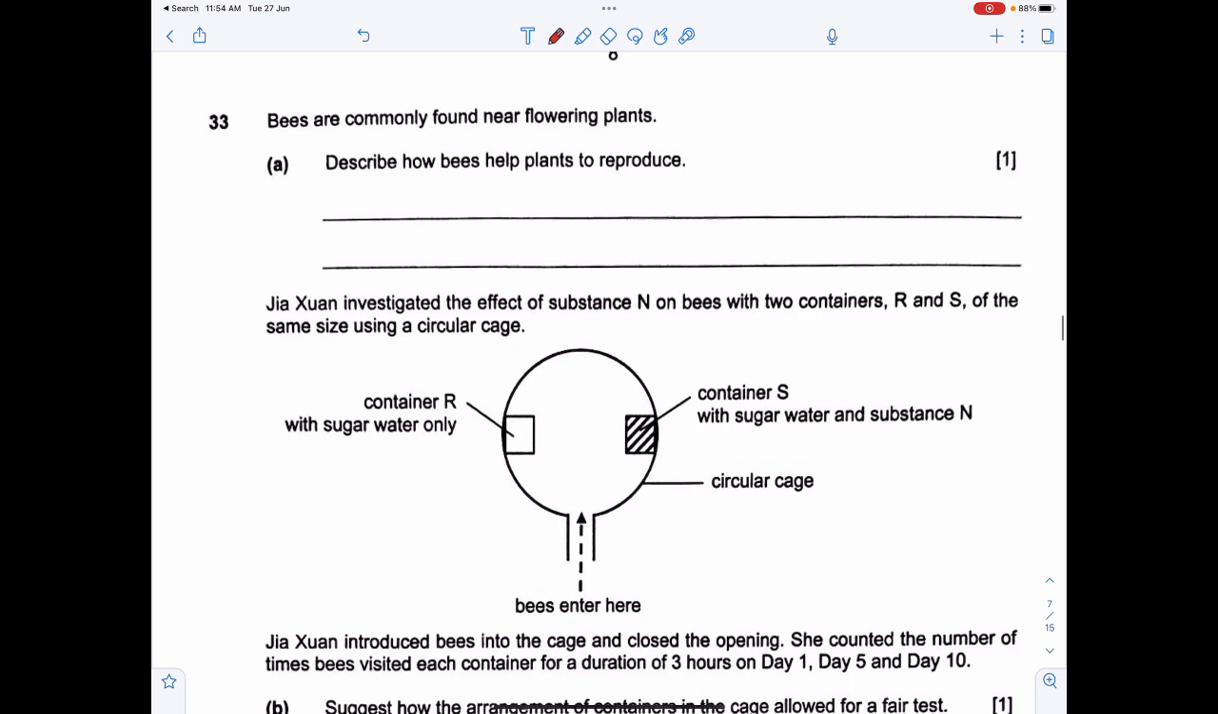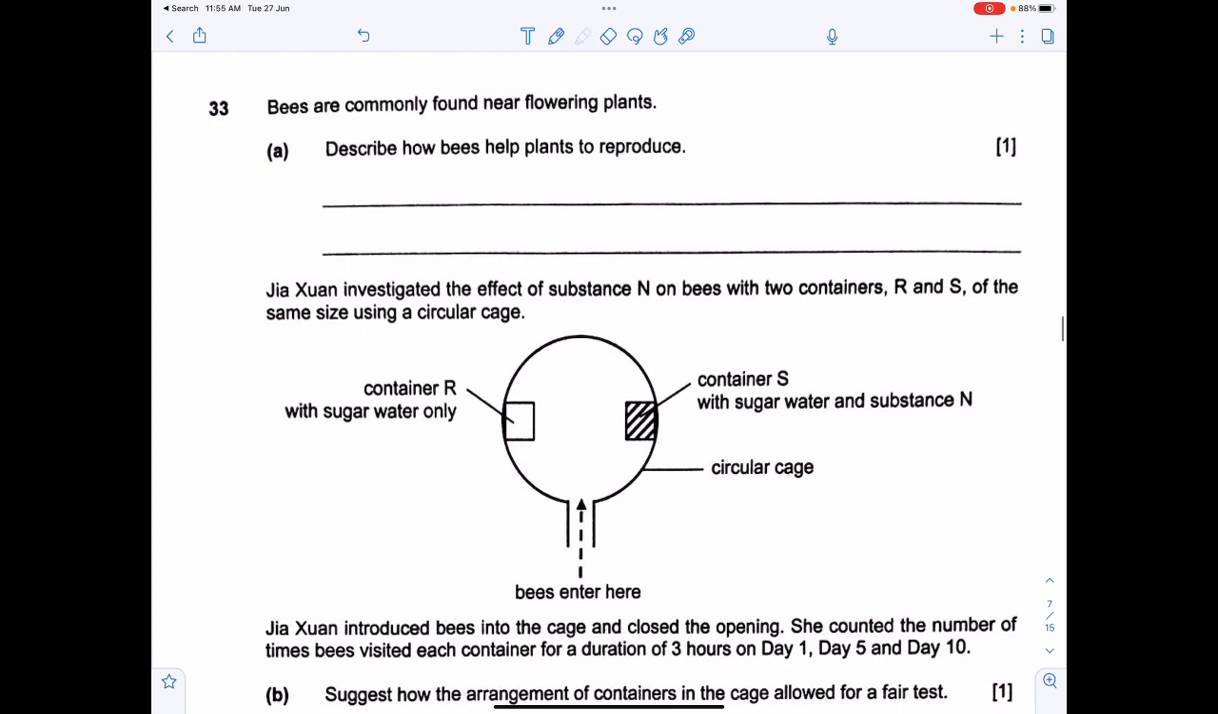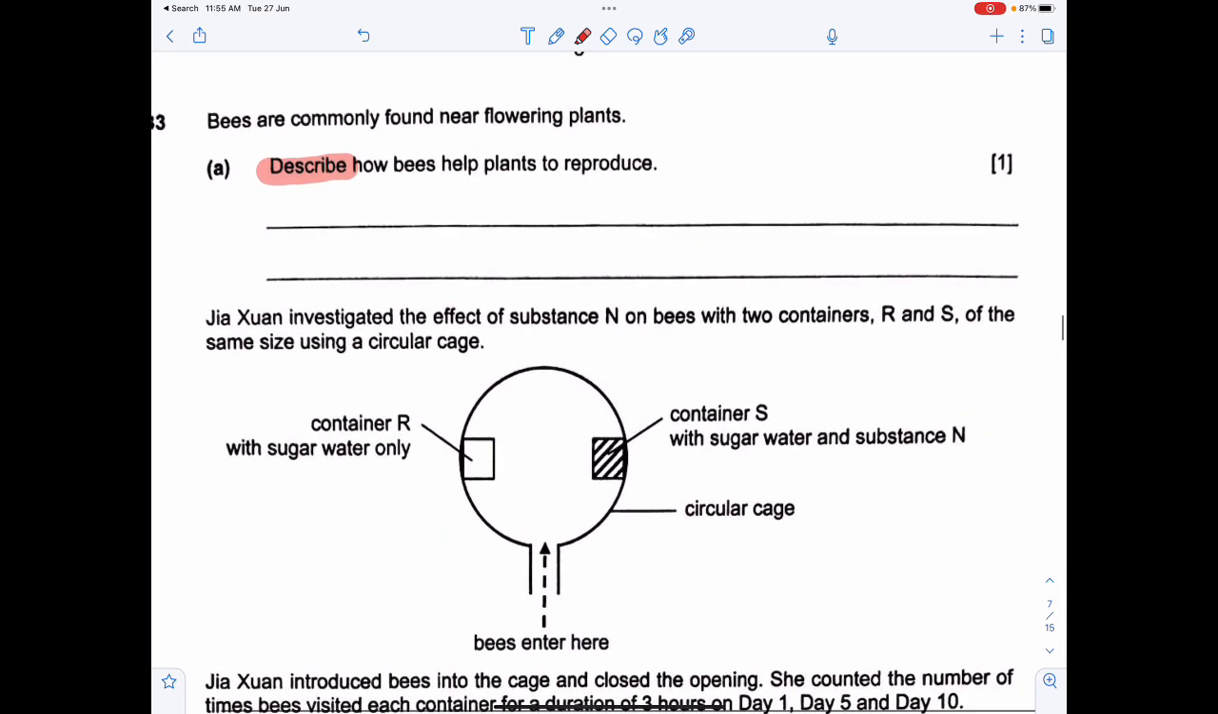Okay, let's continue. This is part 2 of 2020. Question 33. Bees are commonly found near flowering plants. Describe how bees help plants to reproduce. Now, for this question, you actually need to look very carefully. The keyword here is describe. But many of you just told me, oh, the bees help to pollinate the flowers, which is not what I want. I didn't ask you what did the bees do. I did not ask you to state the process. I said describe. So obviously, you know that the process is pollination.